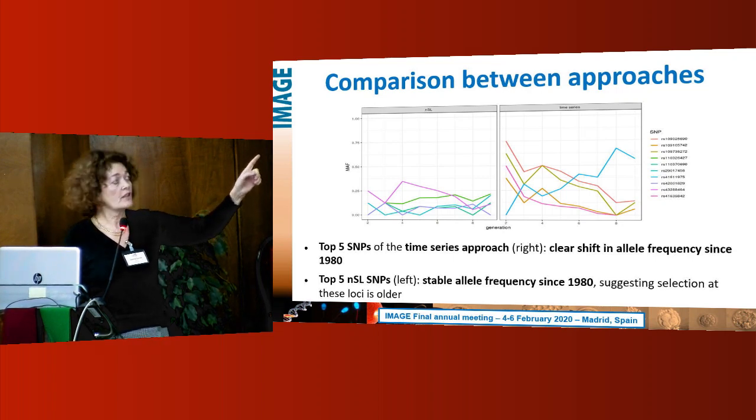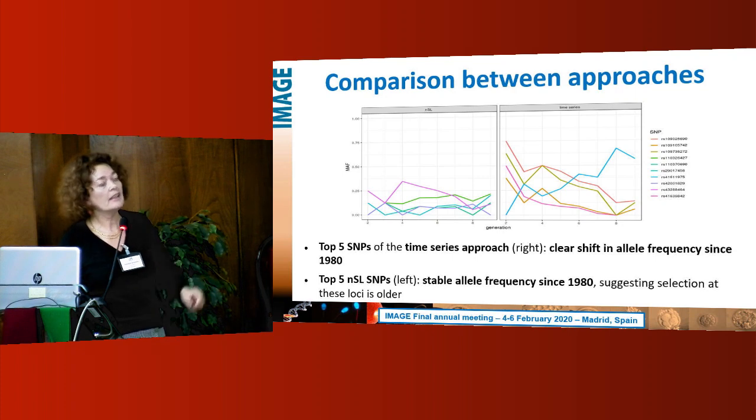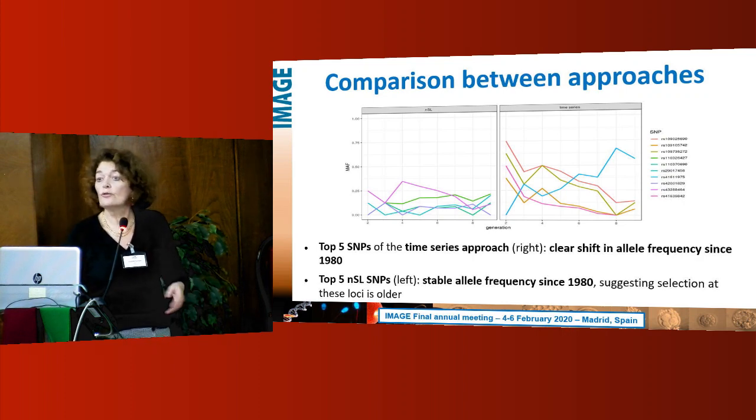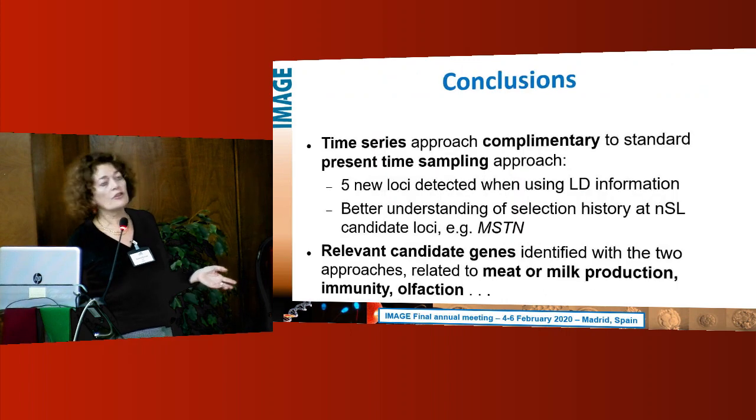That means they are old selection, really, the 5 on the left, and the ones since 1980 have a lot of variation. On the right, we can see, so they are due to selection, which is not very old.